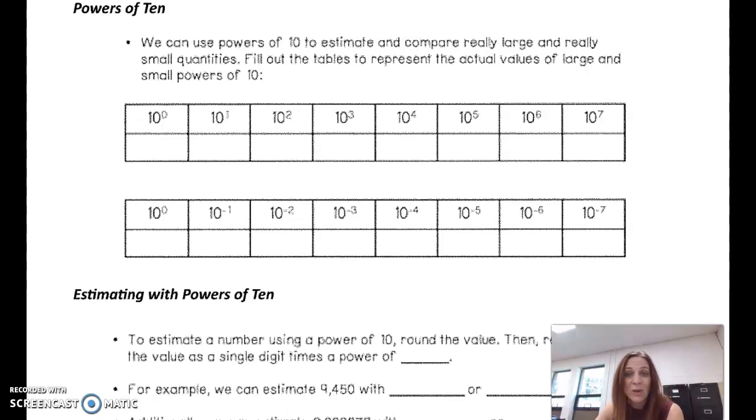So we can use powers of 10 to estimate and compare really large and really small numbers. It says fill in the table to represent the actual values of large and small powers of 10. So we start with 10 to the 0. Remember, anything to the 0 power is 1. Anything. So if we go 10 to the first, that's just 10. 10 to the second, remember, means 10 times 10, which is 100. And 10 to the third is 10 times 10 times 10, which is 1,000. And so then 10 to the fourth, if we start to see a pattern here, would become 10,000.